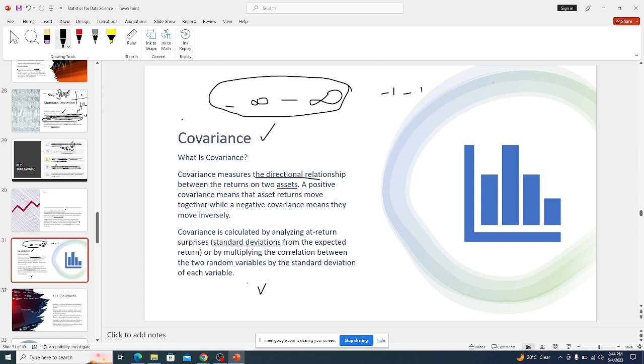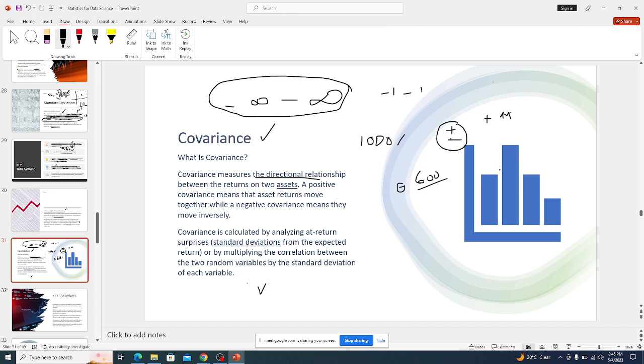So meaning you can get a covariance value of, let's say, 1,000. You can get even negative 600. Negative and positive here are directional. For example, if we have positive values, then it means that the two variables are moving in the same direction.